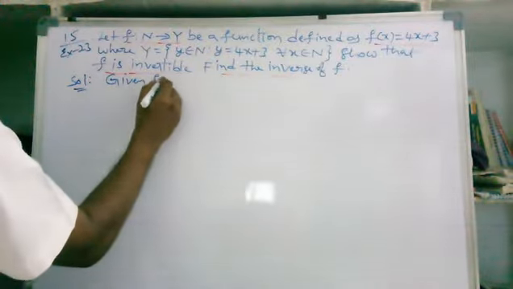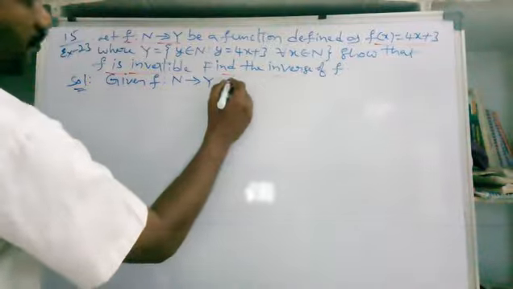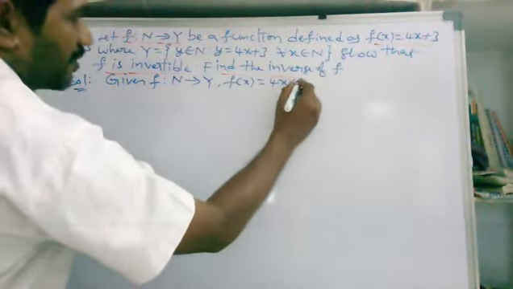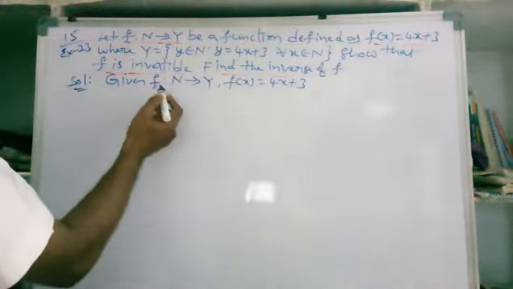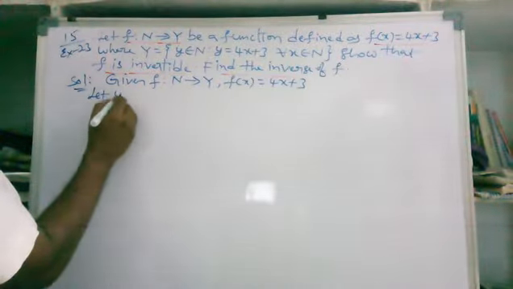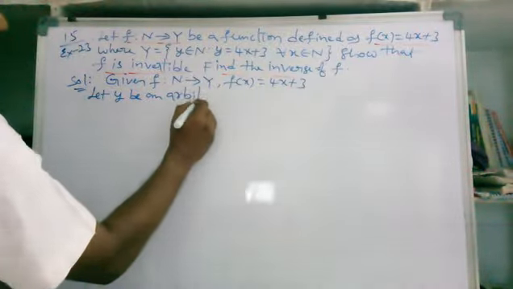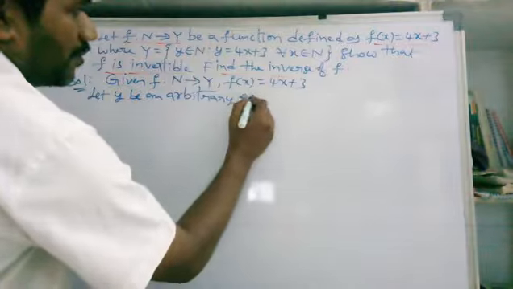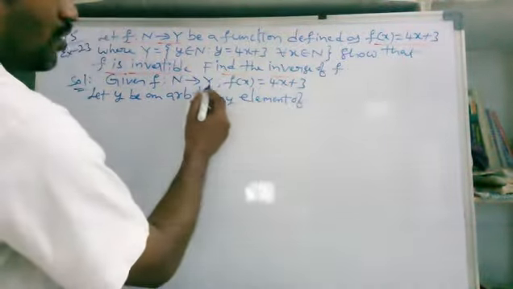So here f is a mapping from N to Y such that f of x is equal to 4x plus 3. Next, show that f is invertible. First, let y be an arbitrary element of the codomain. Here the codomain is Y.